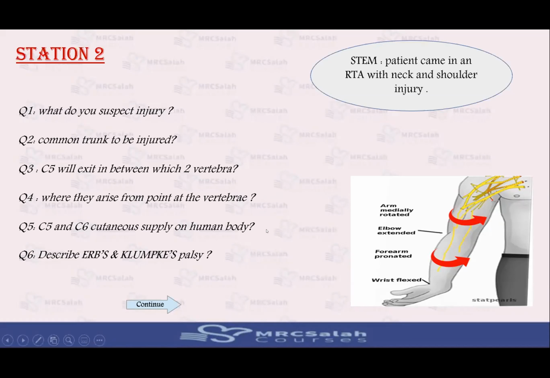Okay. And next question, Klumpke's paralysis. Can you describe it? Yes. It is an injury of the lower trunk of the brachial plexus, C8, T1, which leads to clawing of the hand deformity and loss of sensation in the ulnar side of the arm, forearm and hand.